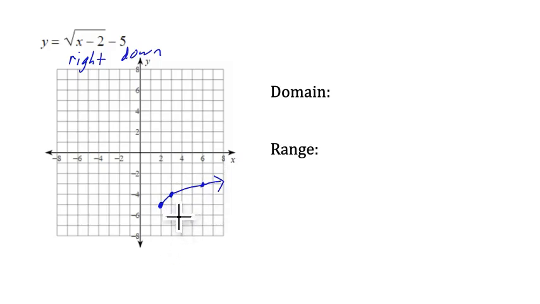All right, this graph will use x values greater than or equal to 2. So we can just say x is greater than or equal to 2. So those are the x values this graph uses. And the range, well, the y values this graph uses. This graph actually will go all the way up to positive infinity. So this graph uses all the y's greater than or equal to negative 5.